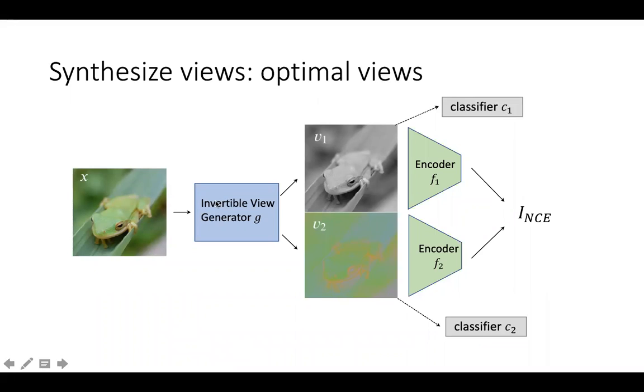So the view generator has two parts of tasks. The first task is to minimize the mutual information between V1 and V2 by playing the adversarial game with the encoder together. And the second task is that the view generator and the classifier together will be optimized jointly to provide as high accuracy as possible for those handful labels. So this is a semi-supervised approach.